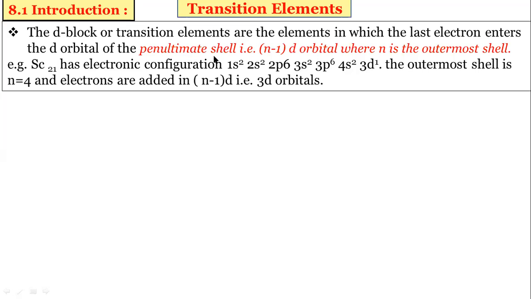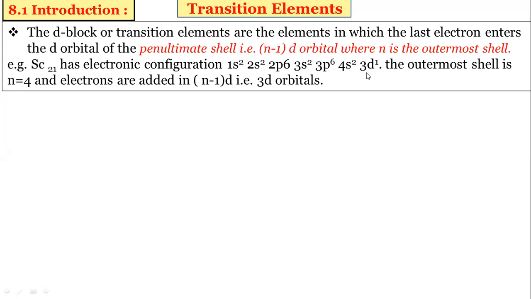Penultimate is not ultimate shell. Before the ultimate shell, one shell is there. This shell is called as penultimate shell, remember. It is n minus 1, where n indicates the principal quantum number, that is the last shell. So I have given here one example, scandium. Scandium is the first element of D block, which is having atomic number 21. If you write the electronic configuration of scandium: 1s2, 2s2, 2p6, 3s2, 3p6, 4s2, and 3d1.